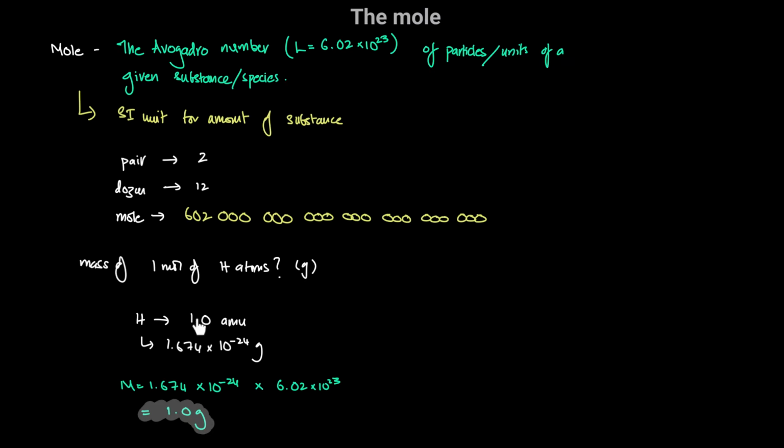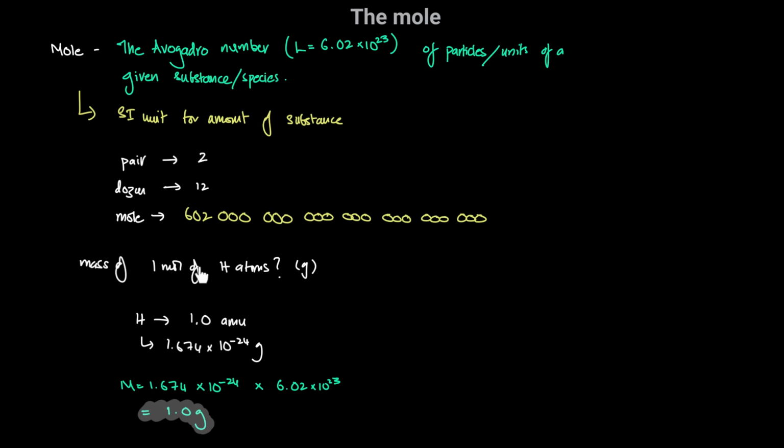So that's a very convenient result, because what we've said is, if you look at the periodic table, the relative mass of a hydrogen atom is 1.0 atomic mass units. That's roughly the mass of a proton, 1.674 times 10 to the power of negative 24 grams. And if we figure out the mass of 1 mole of hydrogen atoms, we get the same value that we had for the relative mass, but in grams. And that's really why we use the Avogadro number, or why we use the mole.